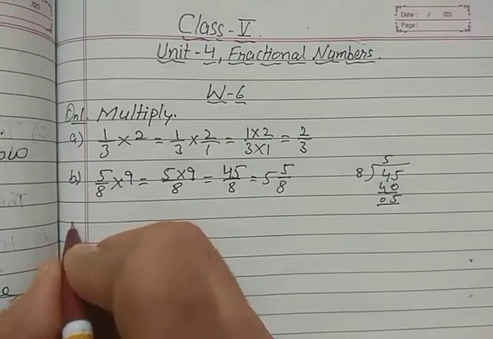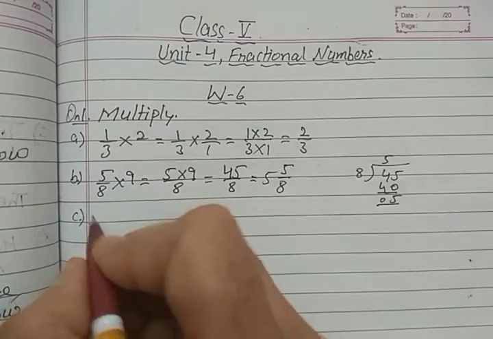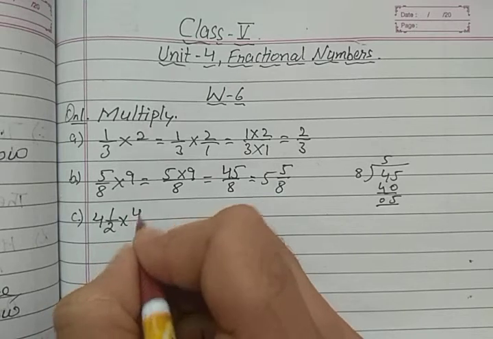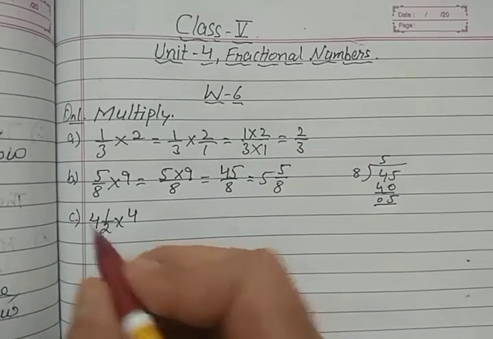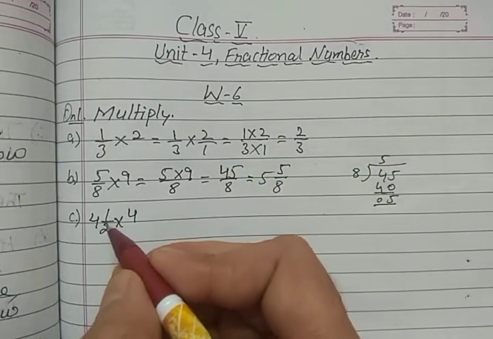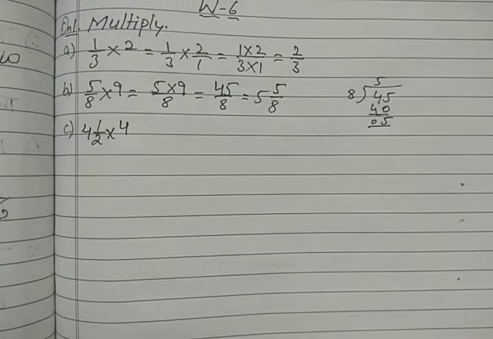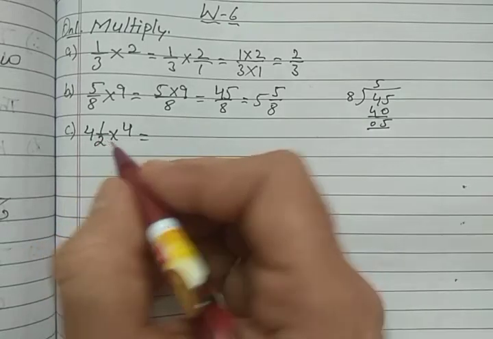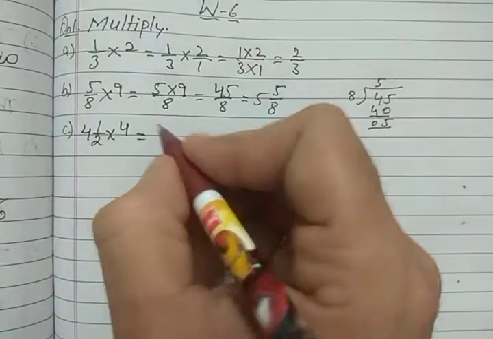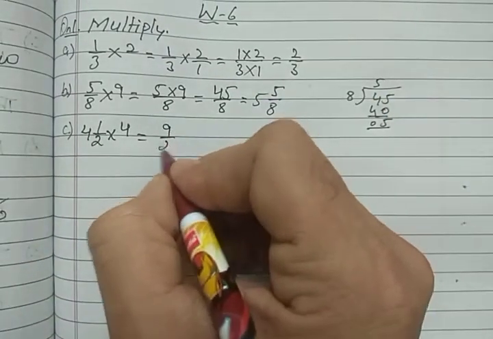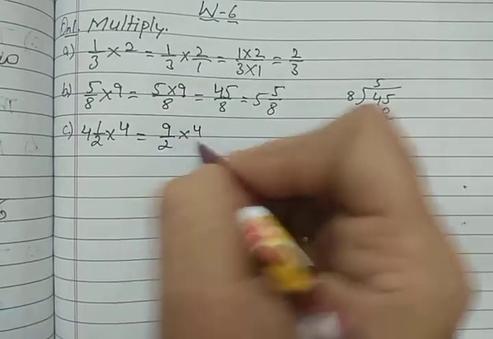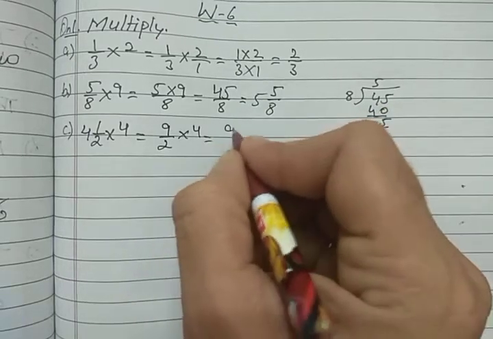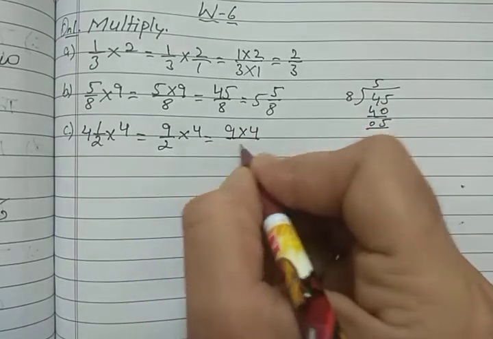Next question, C part. Question is 4 and 1 upon 2 multiplied by 4. Now first of all, we have to convert this mixed number into an improper fraction and then we will solve it. So how can we convert? Multiply it: 2 4s are 8 plus 1, 9 upon 2 multiplied by 4. So multiply numerator with numerator. So 9 multiplied by 4 upon 2.